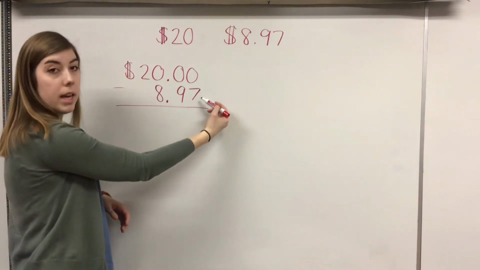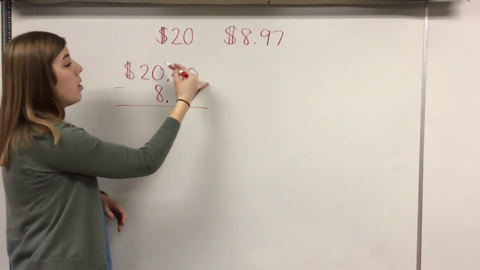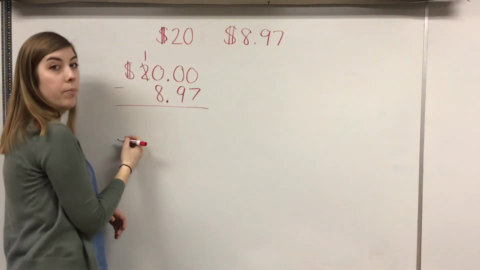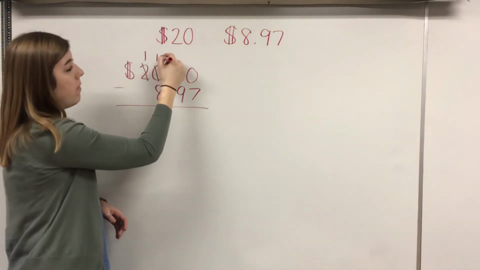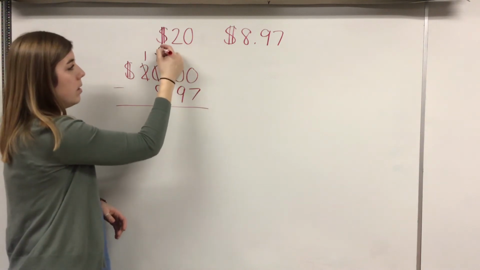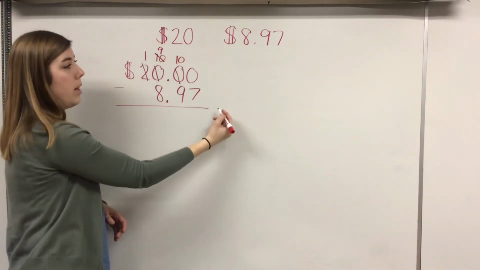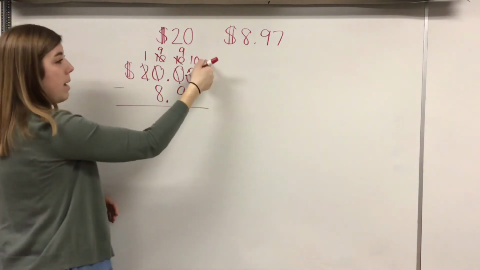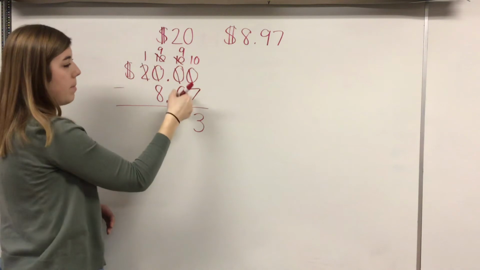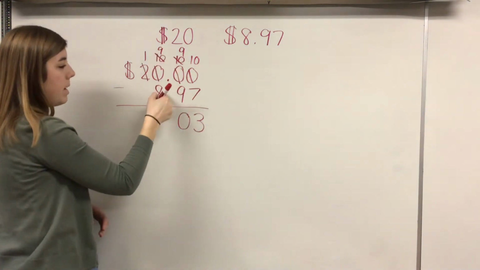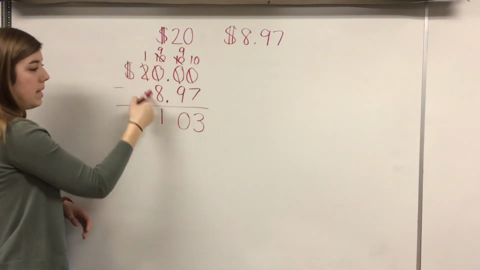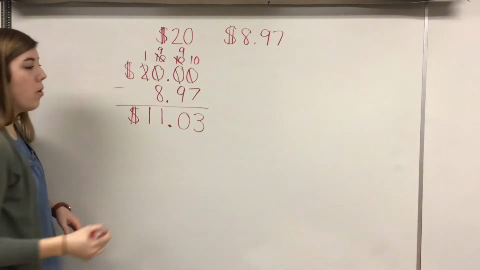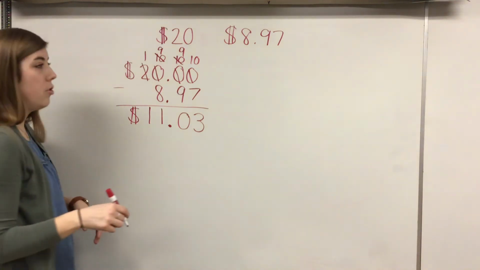0 minus 7, can't do it. Go next door, nothing to borrow, go next door, nothing to borrow, go next door, finally something I can borrow. Okay, I have to bring it next door and drop it off, and repeat the steps. And one last time. And now I can proceed. 10 minus 7 is 3, 9 minus 9 is 0, 9 minus 8 is 1, 1 minus nothing is 1, decimal straight down, dollar sign in the front. I owe that person $11.03 in change.